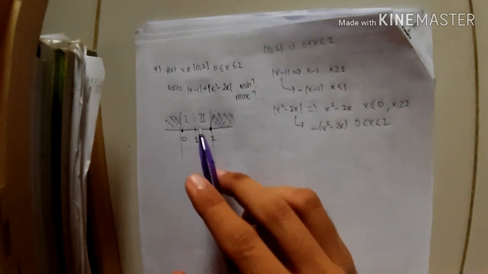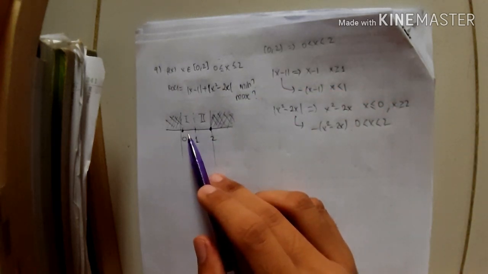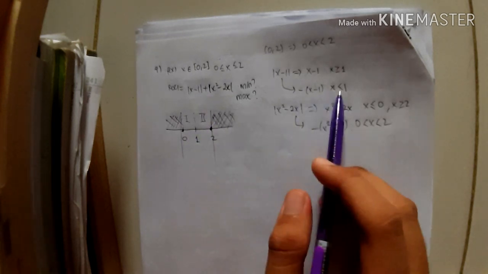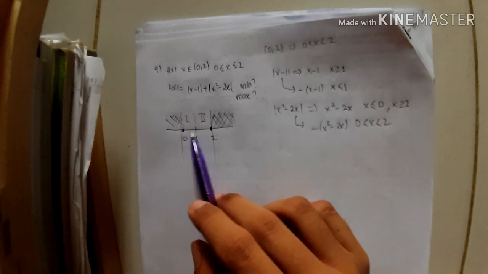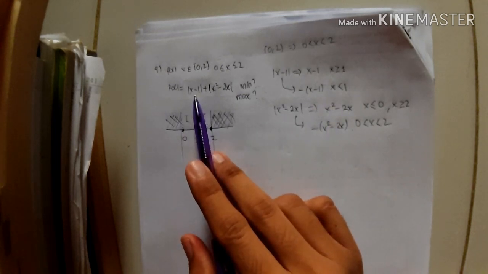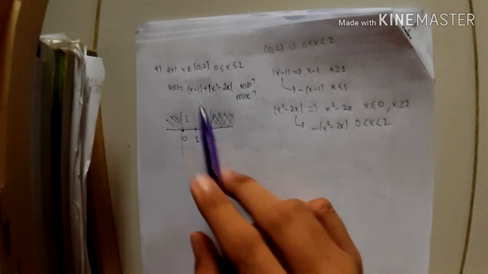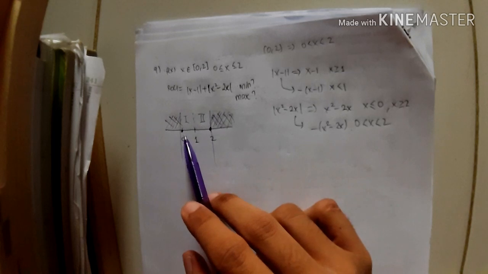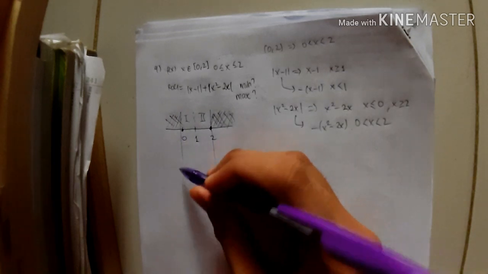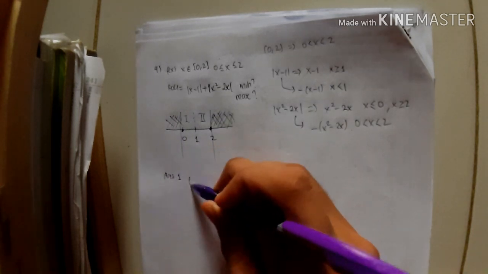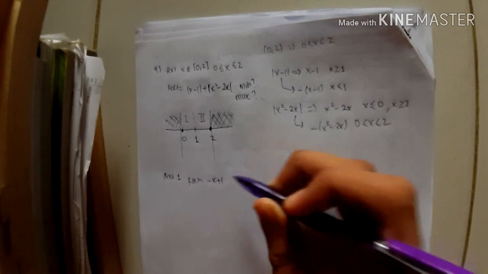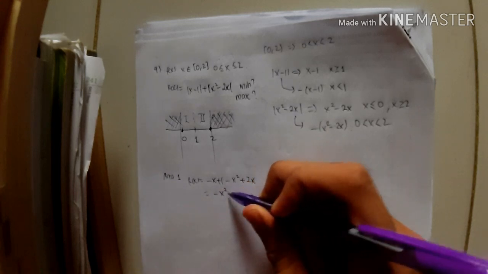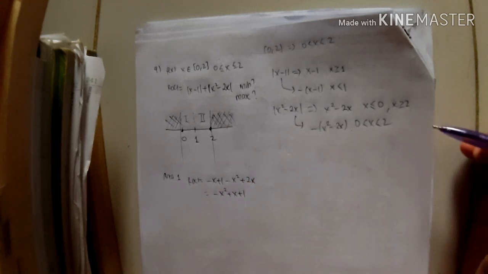Now, in area 1, the value of x minus 1 is negative, because x is less than 1. And the value of x squared minus 2x is also negative. So for area 1, f(x) is minus x plus 1, and minus x squared plus 2x. It is minus x squared plus x plus 1.